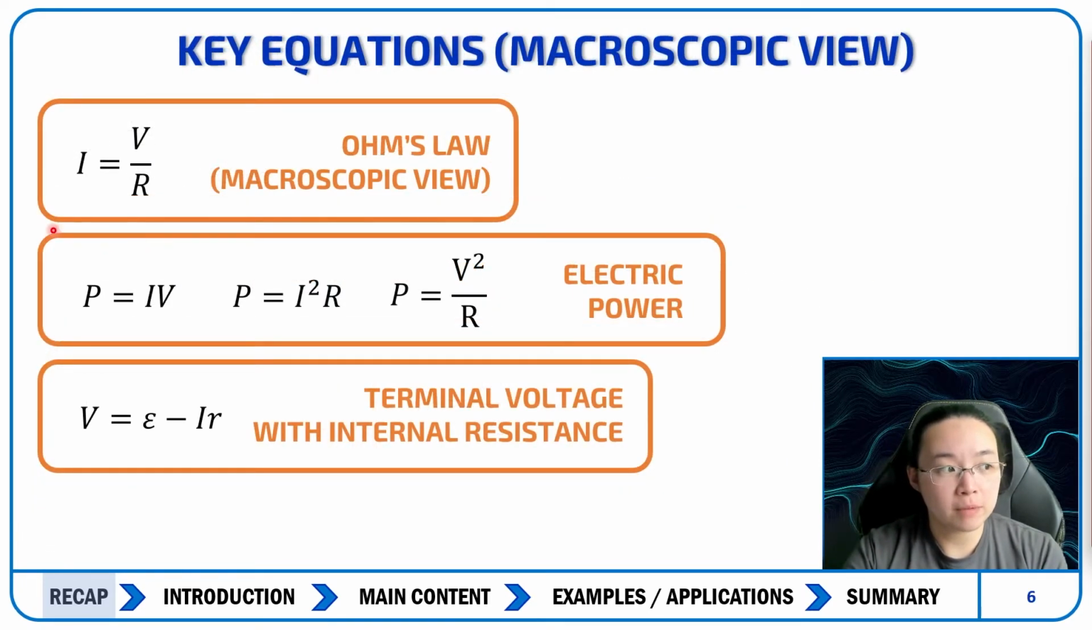Now for the macroscopic view of things, that's usually the equations we use when we're taking a look at circuits. You can use I equals V over R, various different ways of representing electric power. And then of course you have terminal voltage. When you're taking a look at a system with internal resistance, just make sure you subtract the internal resistance drop from the overall voltage.